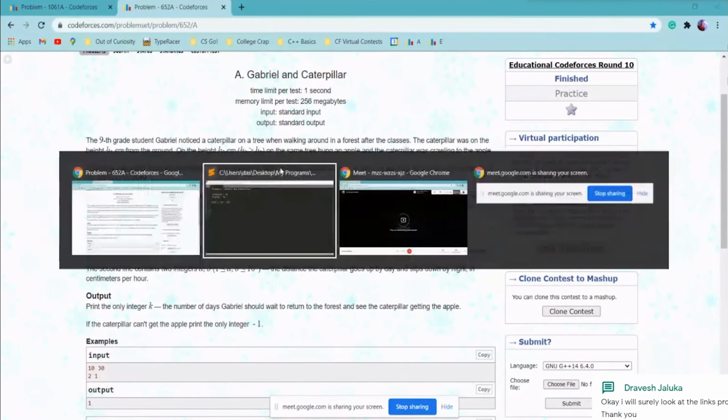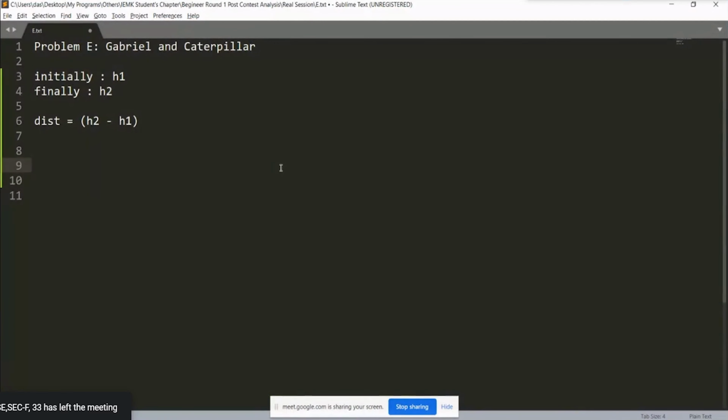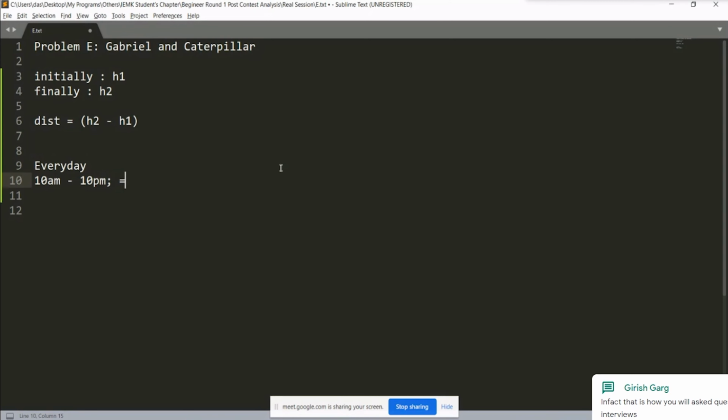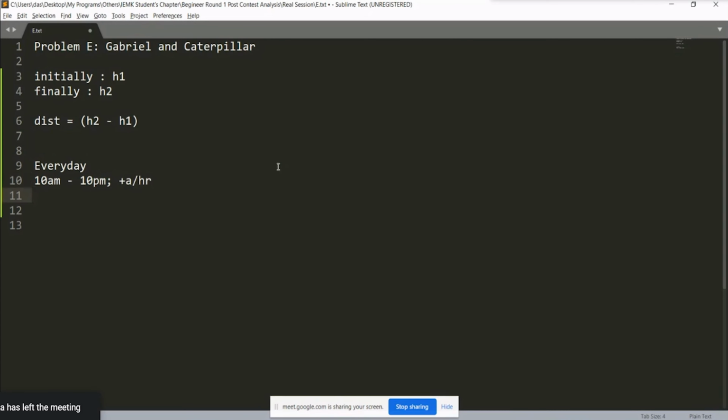according to the problem, during the daytime, every day, from 10 a.m. to 10 p.m., that is the 12-hour duration, it rises up by a units every hour. So if it climbs up by a units every hour, then in 12 hours, it would gain 12a units.